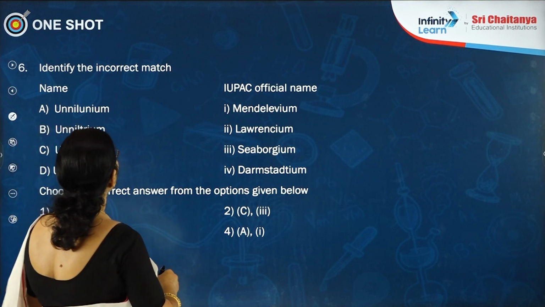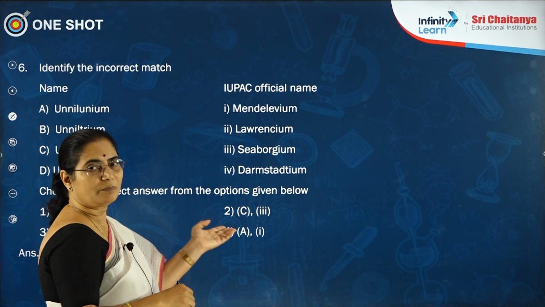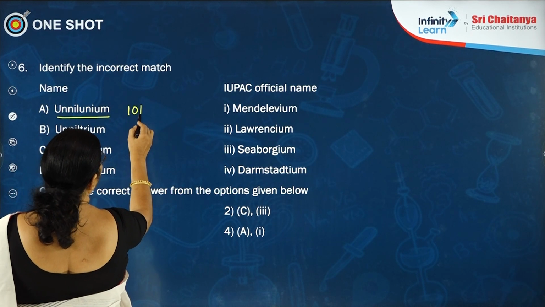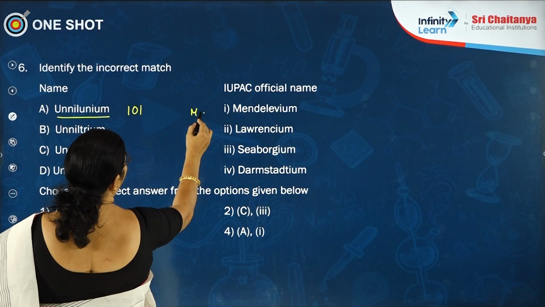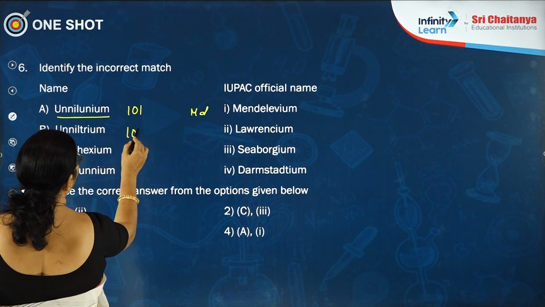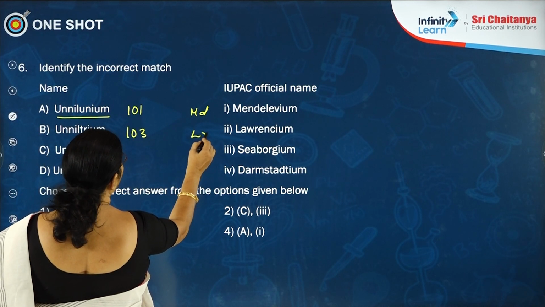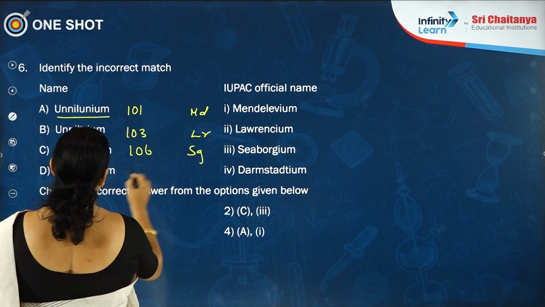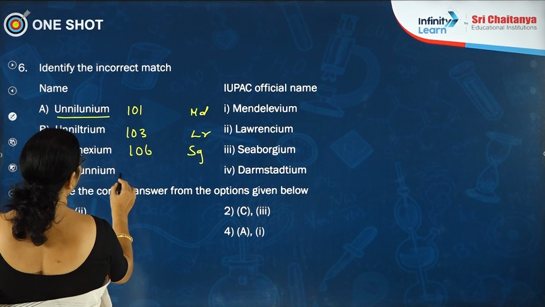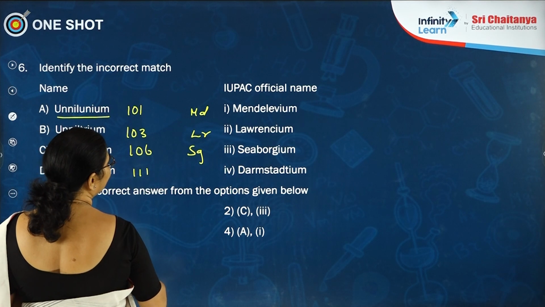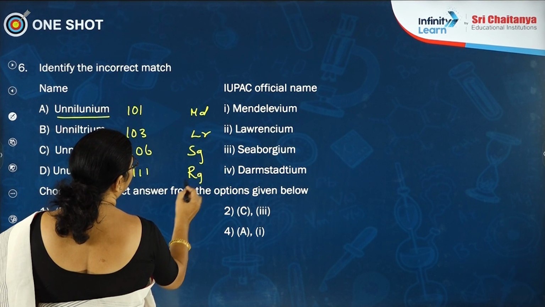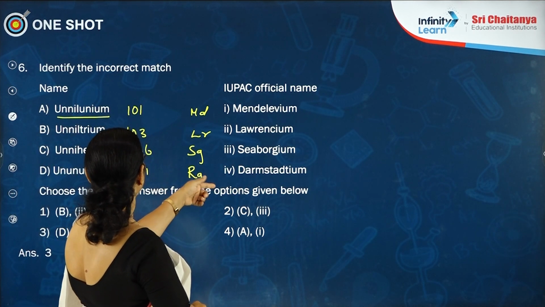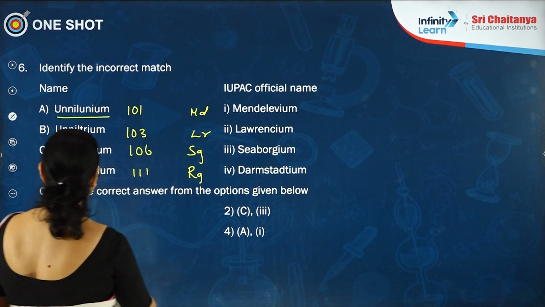Next, identify the incorrect match. This is also a previous NEET question. Unnilunium 101, Mendelevium, Md, correct. Unniltrium 103, Lawrencium, correct. Unnilhexium 106, Seaborgium. Unununium, 111, is nothing but Roentgenium, Rg, but he gave Darmstadtium, so it is not correct. So, the last option, D, is wrong.